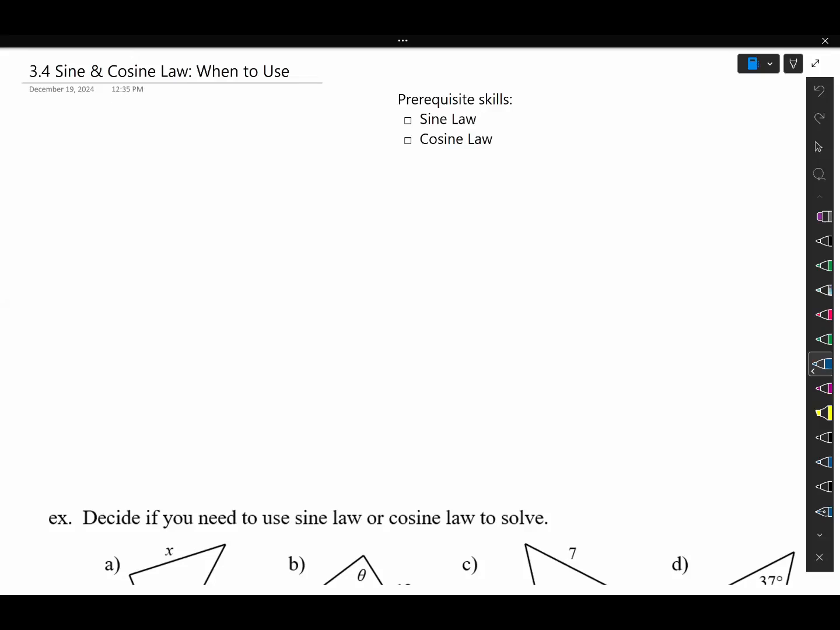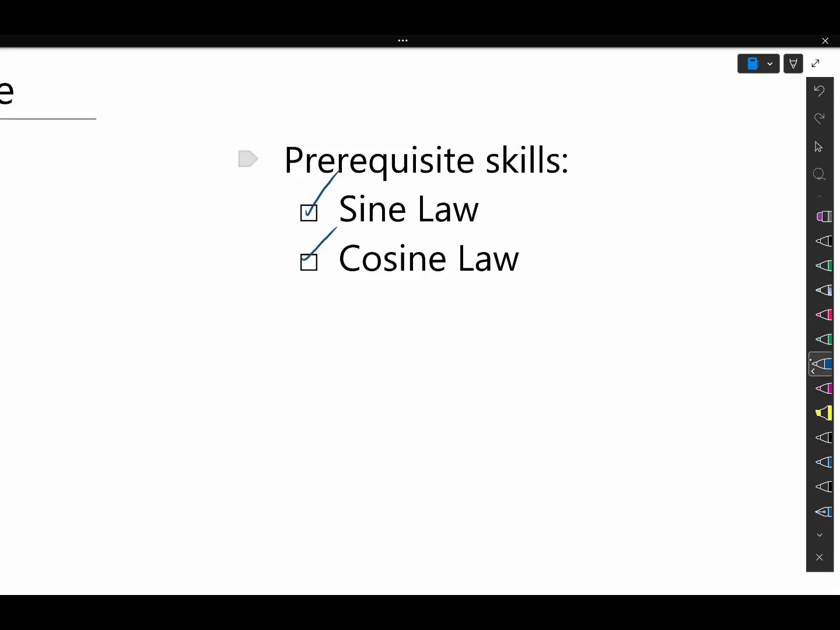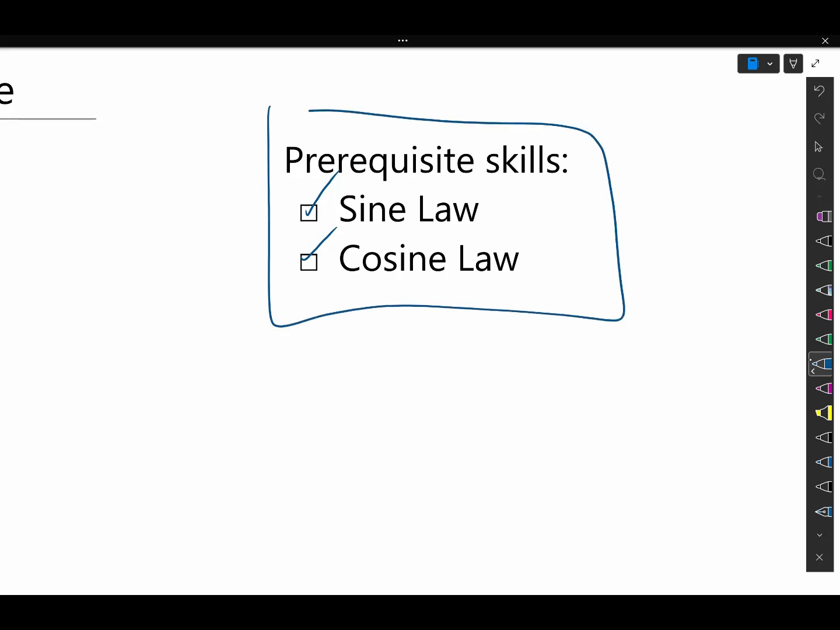All right, a nice quick video here. We're just looking at our sine and cosine laws, and when to use them. Now, the prerequisite skills we're relying on here are the sine and cosine laws because you have already learned how to use them. We're not focusing on how to use them.